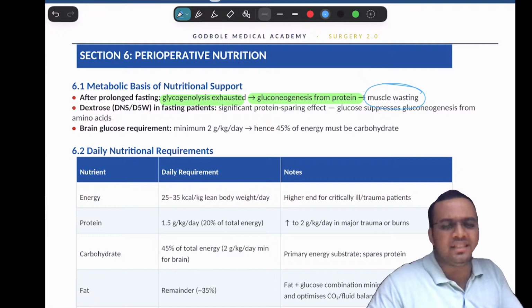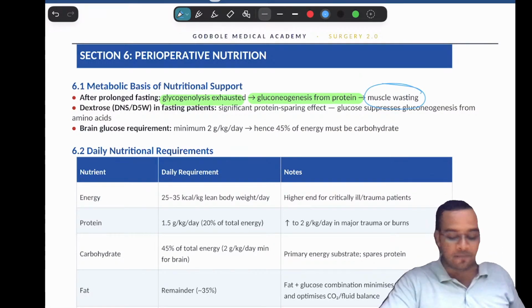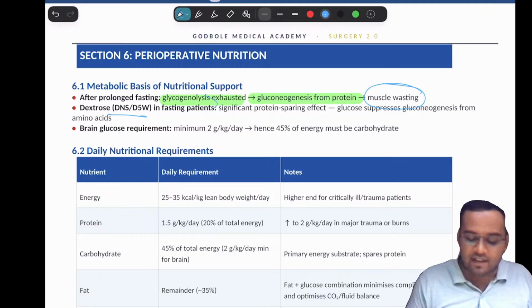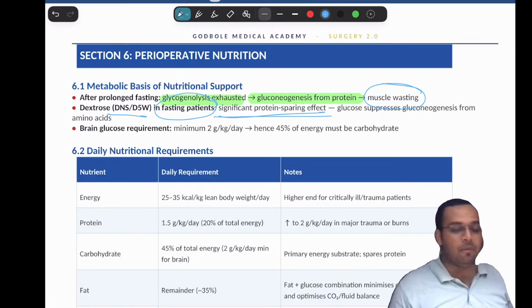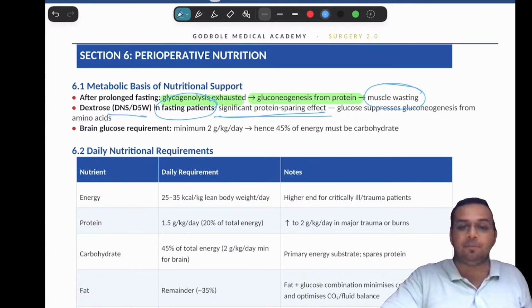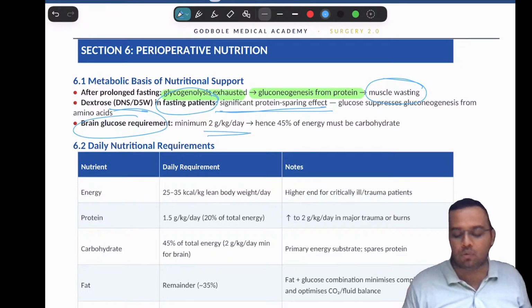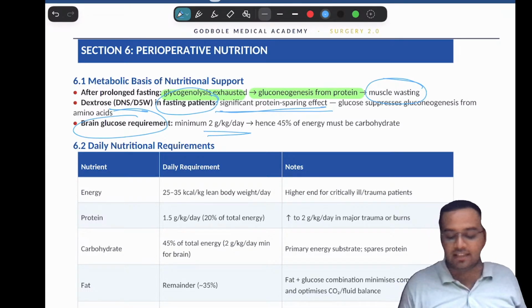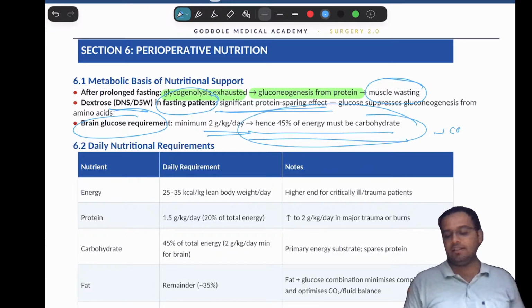So if glucose is given to the patient, naturally the patient's protein catabolism is going to be reduced. So dextrose or DNS in fasting patients has a significant protein sparing effect. So always remember, even after operating on the patient, make sure that you are giving glucose to the patient, or else the patient will have a lot of catabolism. And brain glucose requirement is minimum 2 gram per kg per day. Hence 45% of the energy of your daily meals comes from carbohydrates.